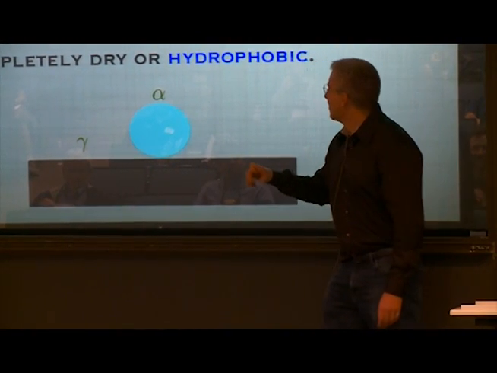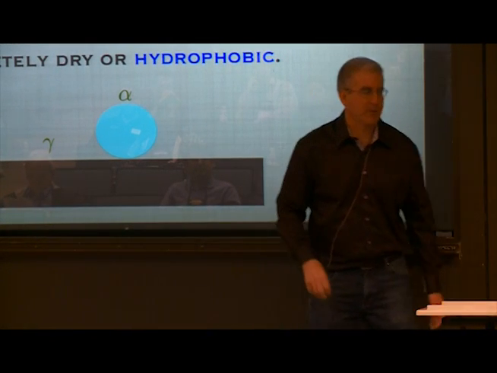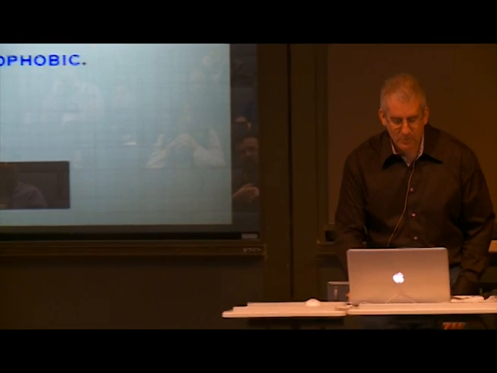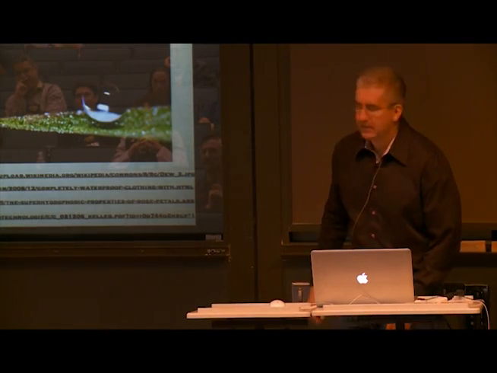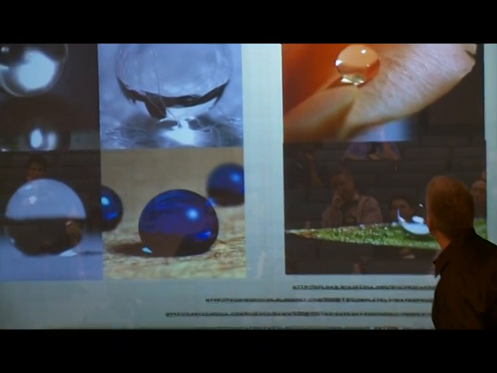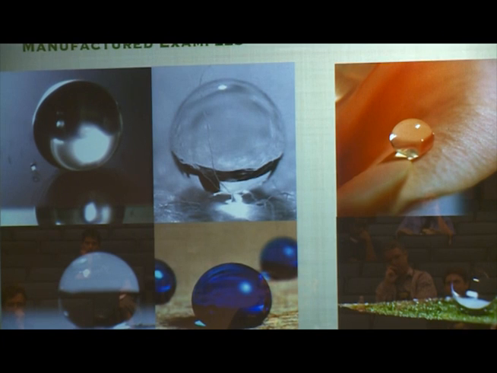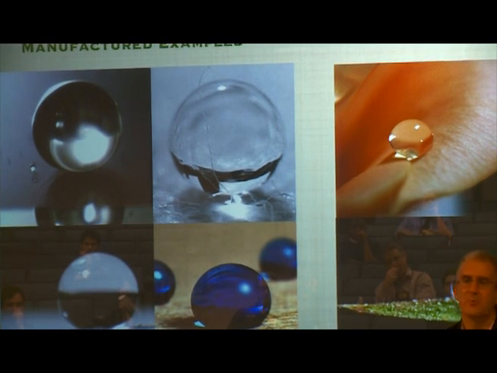Okay. So what happens is the fluid really wants to pull itself off the interface. There are some interesting ways of doing this. On the left, I have some manufactured examples. On the right, I have some biological examples. This is sometimes called the rose petal effect because rose petals are hydrophobic surfaces.